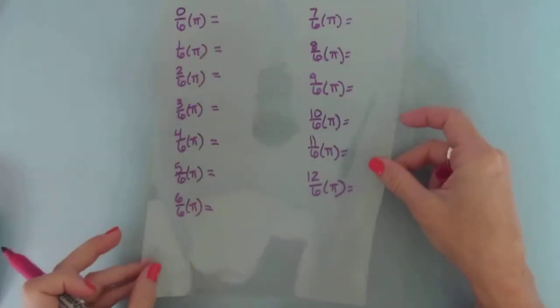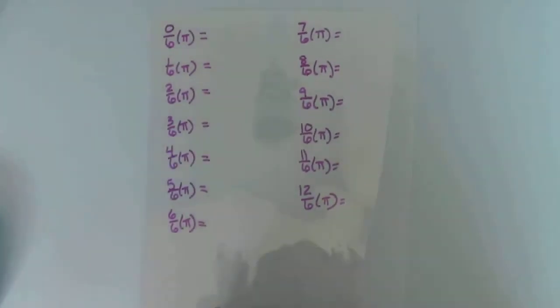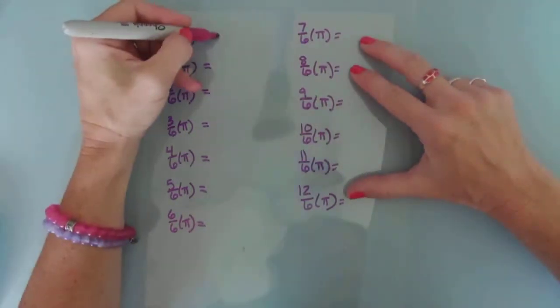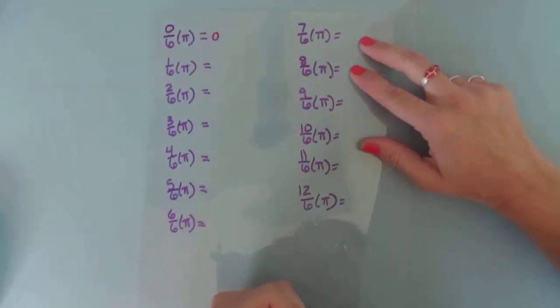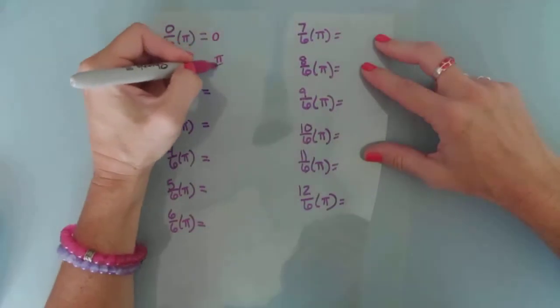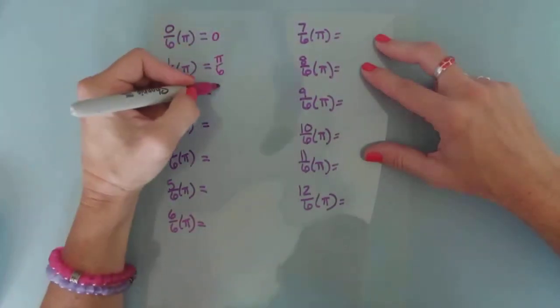Fantastic. Okay, now let's go to the situation where we divide the top half of the circle into 6 equal sections. So I've done that here for you. So let's just go through it. 0/6 pi is 0 radians. 1/6 pi, pi over 6.